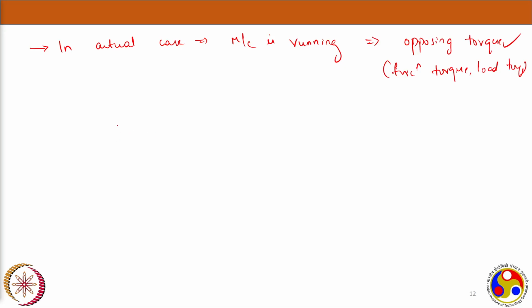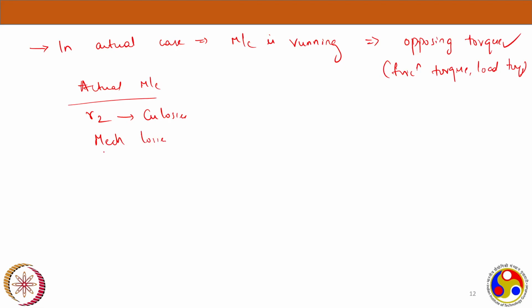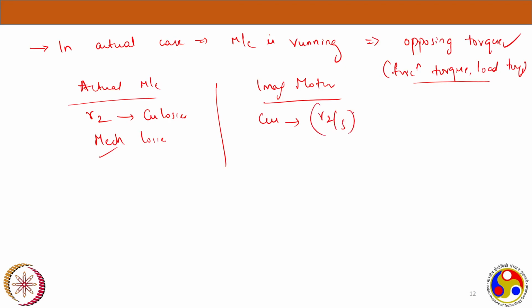In the actual machine, R2 is there, which takes care of some copper losses, and apart from this there are also mechanical losses, that is friction and opposing torques. In this imaginary motor, there will be only copper losses, but the resistance is R2 by S. So there will be much higher copper losses here, representing copper losses and mechanical losses. These two losses are taken care of by this R2 by S term.